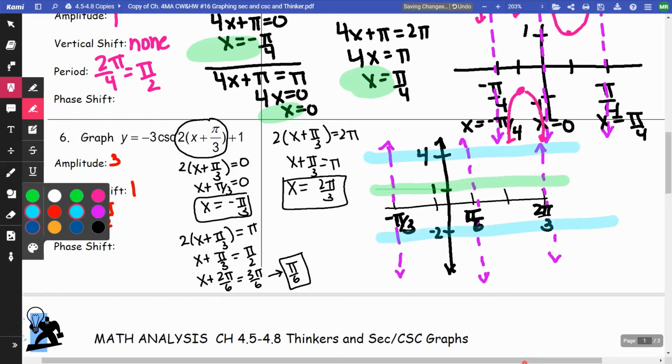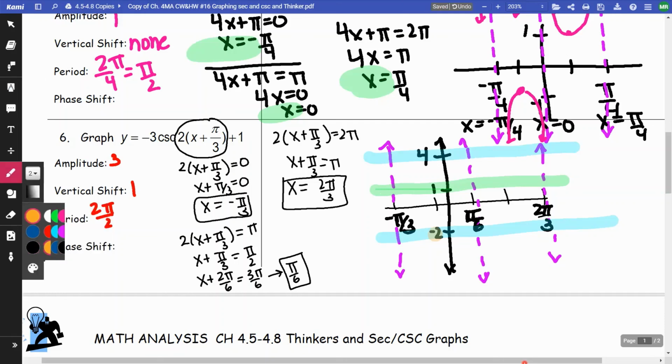Now, this is a negative cosecant. So that means I'm going to be starting here and going down. And then this one's going to be here and going up. And that's going to be my graph.